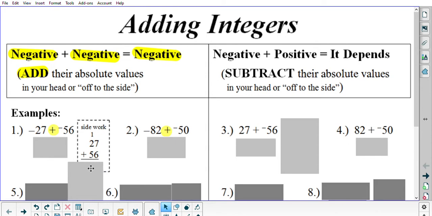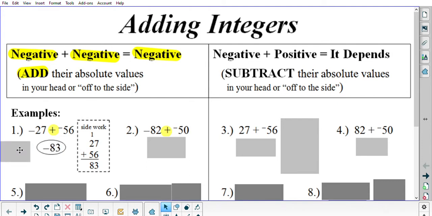7 plus 6 is 13. Carry the 1. 1 plus 2 plus 5 makes us 8. And let me get rid of that shade. The final answer is not 83. Do not let your side work answer be your final answer. No, no, no, no, no. Remember, we temporarily dropped the negative signs. We were adding their absolute values. That's what we were doing in our side work. Remember what I said up here. A negative plus a negative will still keep you in the negatives.